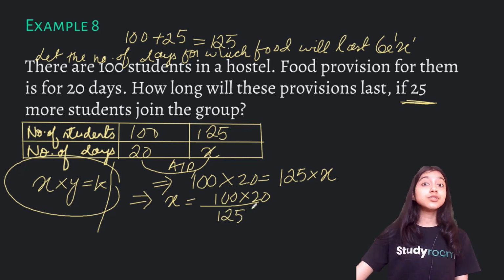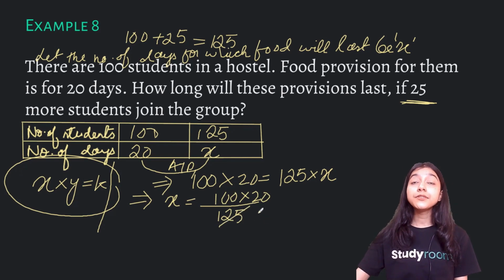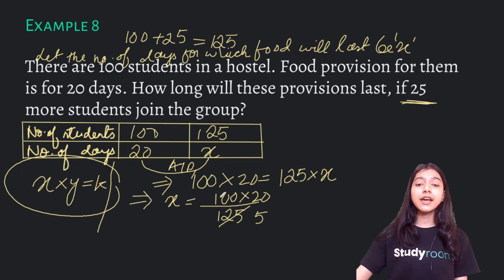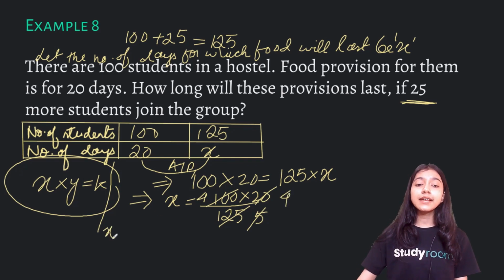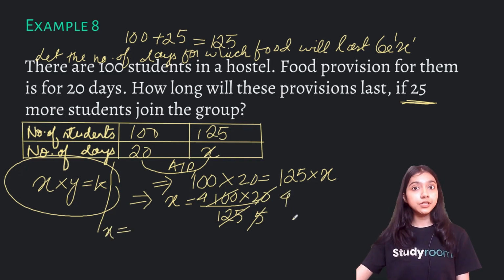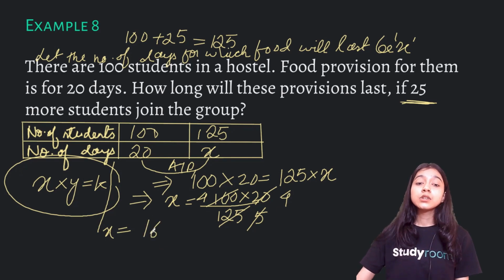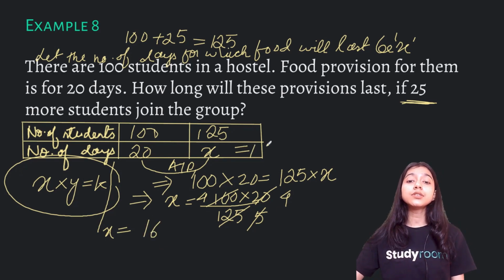Now we can cancel 100 and 125 by 25. 25 five times gives us 125 and 25 four times gives us 100. So we are left with x equal to 4 multiplied with 4, which gives us 16. So we can say that x is equal to 16.